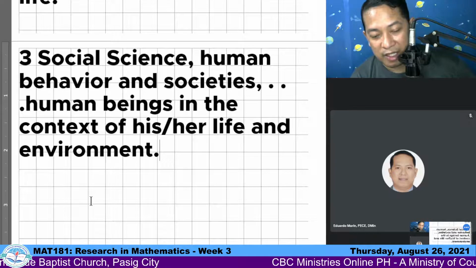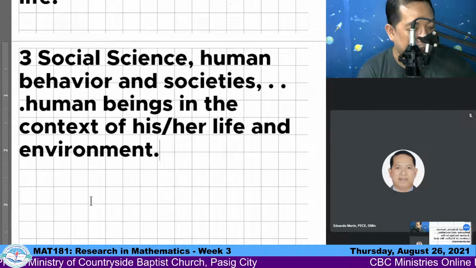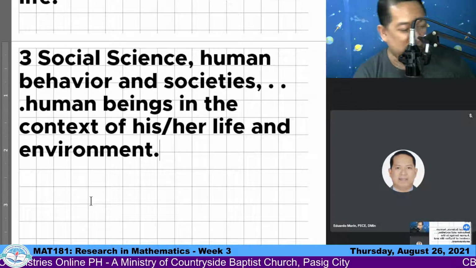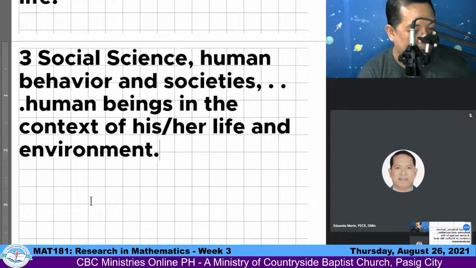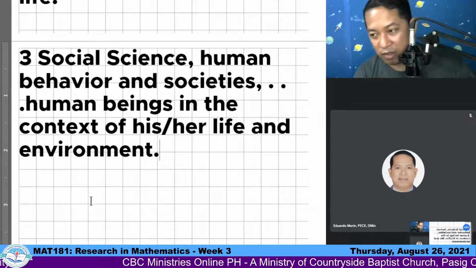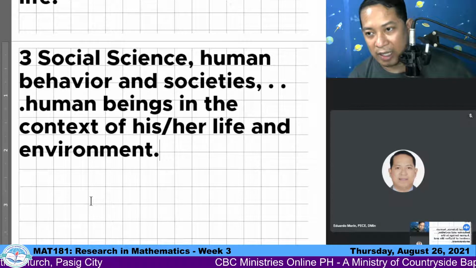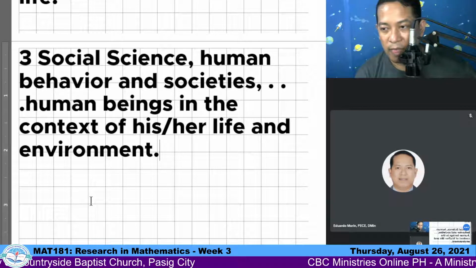So the implication of the study may go beyond the discipline itself. It may be applied to other contexts or other disciplines. In addition, research should have implications on policy implementation. So the research could have an implication. Ito ay may mga implikasyon, no?